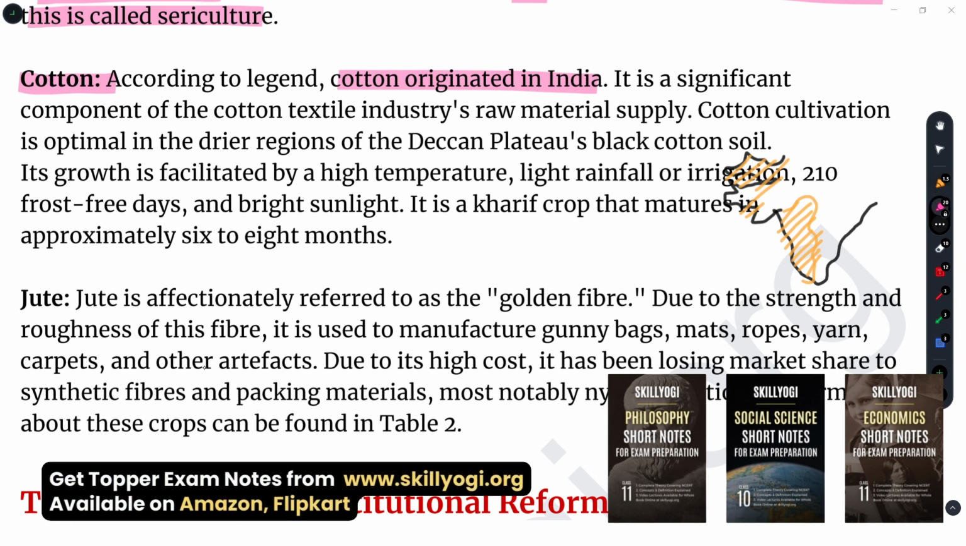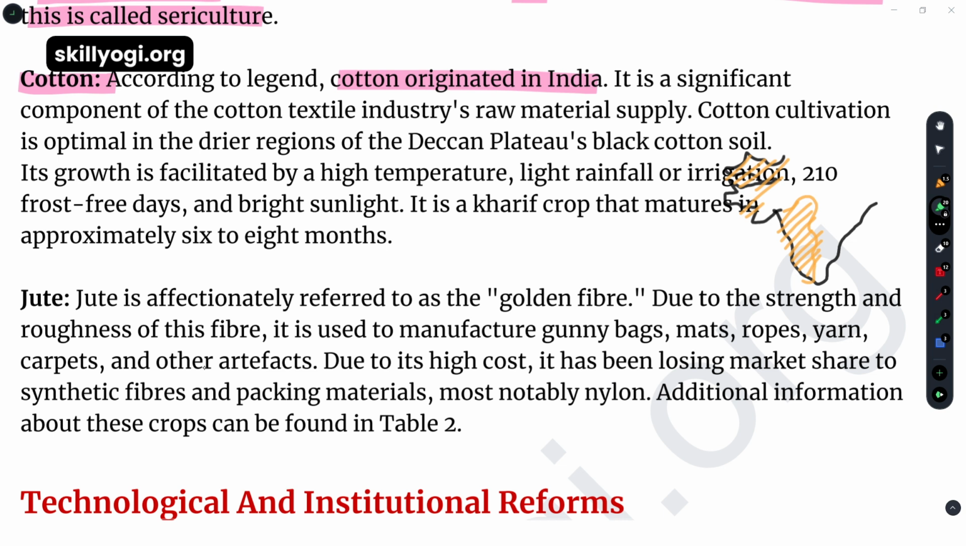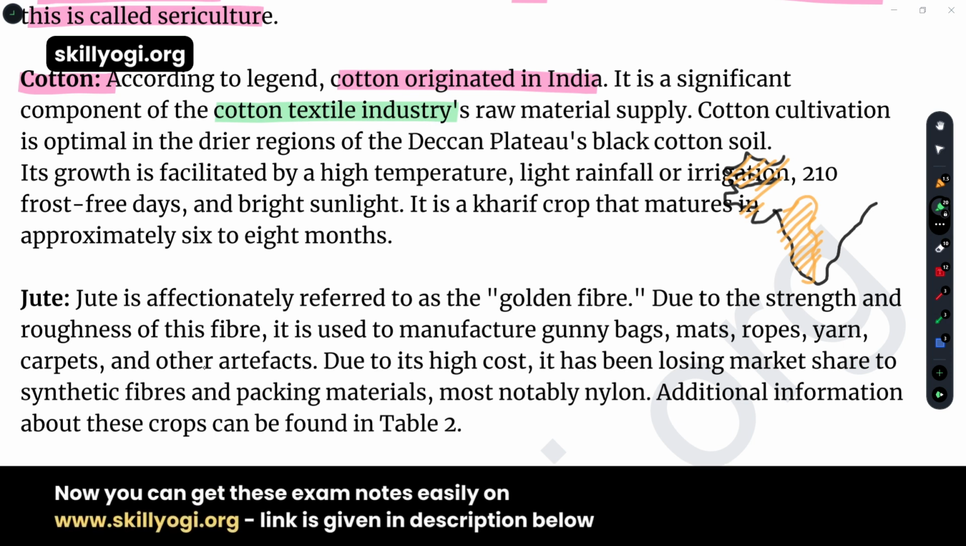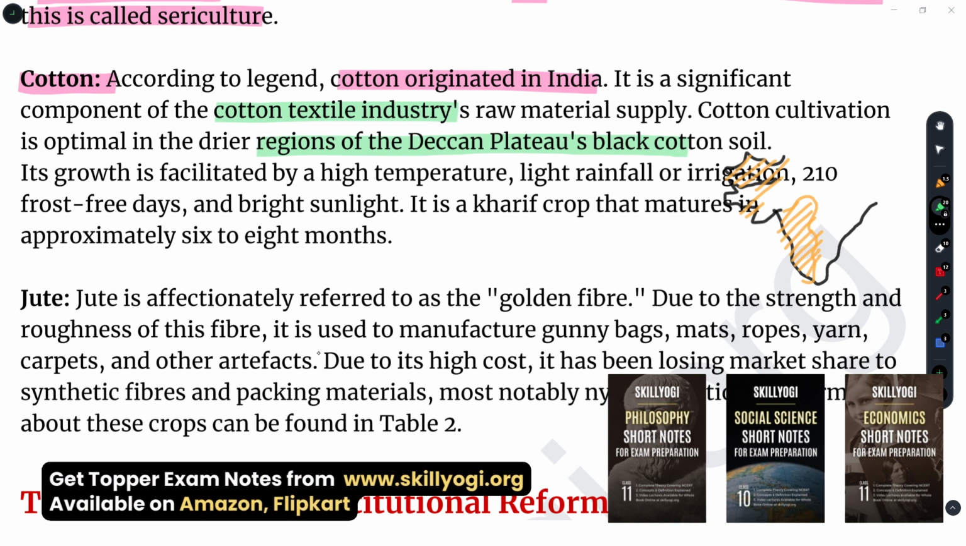All of you can remember, when you are giving the reference, you can draw the map and mark the places where we can have cotton cultivation, then your answer will be more justified. It is a significant component of the cotton textile industry's raw material supply. It's optimal in the dry region of the Deccan Plateau's black cotton soil, and that's why the place is known as black cotton soil, because in the black soil we can have the production of cotton.